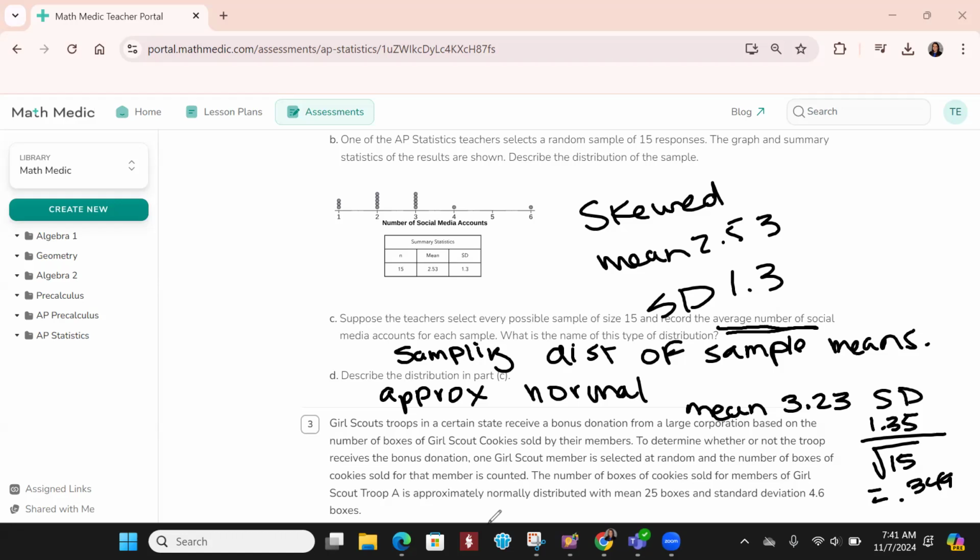0.349. So this is finding the standard deviation of the 15 people that we had. Nope, different one. Yep. So this is one sample. Here's another. Yeah. All right.